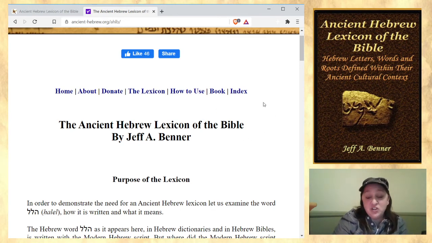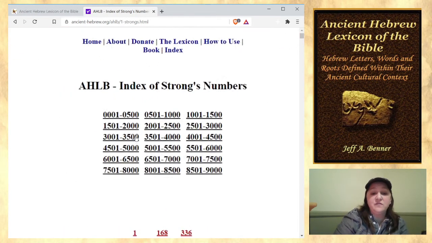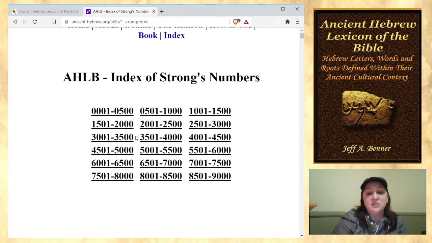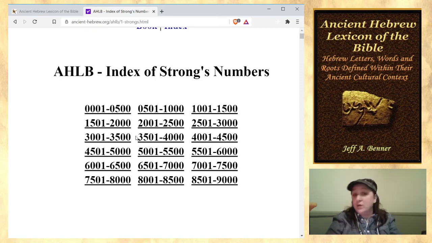So on the same page, if you click on index, you're going to see a bunch of Strong's numbers. And if you are familiar with Strong's Concordance, it's going to really help you with using this resource. In fact, I would recommend that you take a minute and learn how to use the Strong's Concordance before you start trying to use the Ancient Hebrew Lexicon. It will really help, and knowing the Strong's as well as the Ancient Hebrew Lexicon will really help your studying.